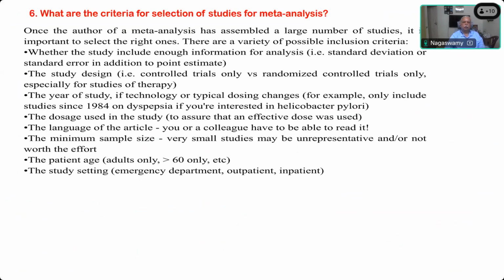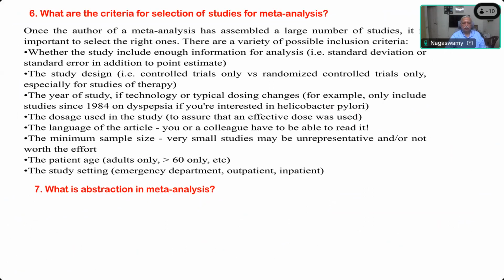it is important to select the right ones. There are a variety of possible inclusions: whether the study includes enough information for analysis, such as the standard deviation and the standard error in addition to the point estimate; what the study design is, whether it is a controlled trial or a randomized controlled trial; the year of study, whether technology or typical dosing changes have occurred; the dosage used in the study; the language of the article; the minimum sample size, whether it has been adhered to; patient age; and the study setting, whether it is emergency department, outpatient, or inpatient.